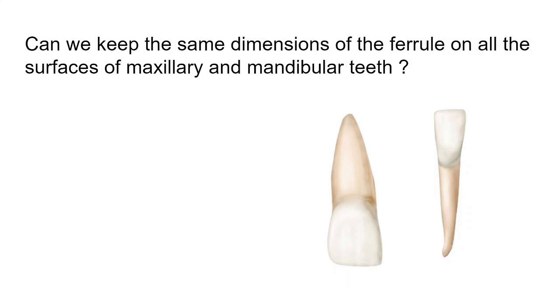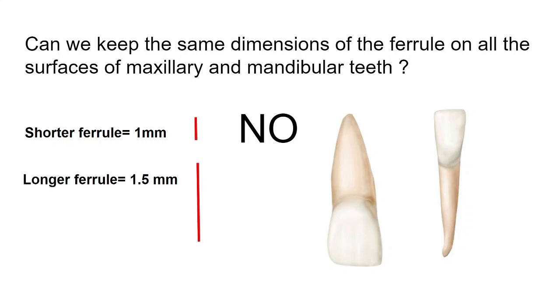Can we keep the same dimensions of the ferrule on all the surfaces of the maxillary and mandibular teeth? The answer is no, because we have two dimensions of the ferrule to be kept, and the first one is the shorter ferrule and another one is the longer ferrule. The dimension of the shorter ferrule is 1 mm, whereas the dimension of the longer ferrule is 1.5 mm. So it should be placed accordingly on the basis of the stress distribution and circumference of the tooth.